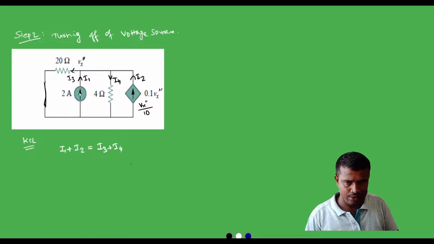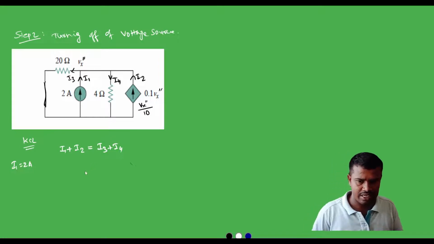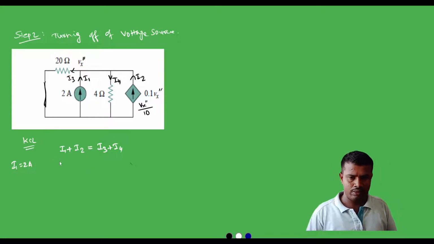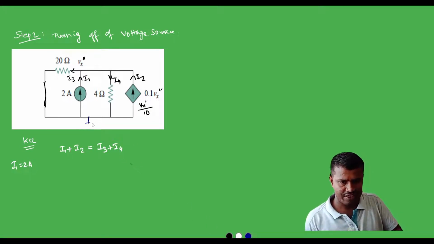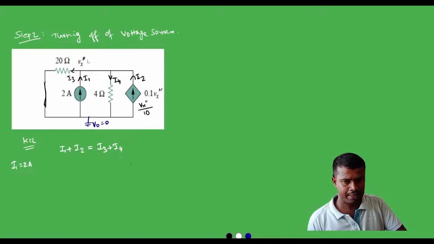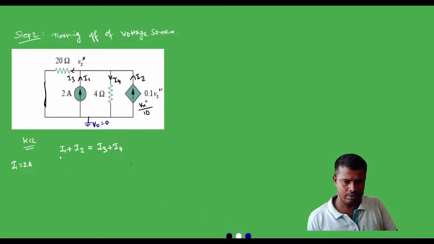Now in this circuit, we know I1 is equal to 2 amps. So directly we need to apply nodal analysis to this circuit. For applying nodal analysis, we need to mark the reference and non-reference nodes. As the reference node, we mark V0, which is equal to 0 volt, at ground potential, and here only one node is available, that is Vx double prime. Now we start to find the values of I2, I3 and I4, and we will apply them in the KCL equation.